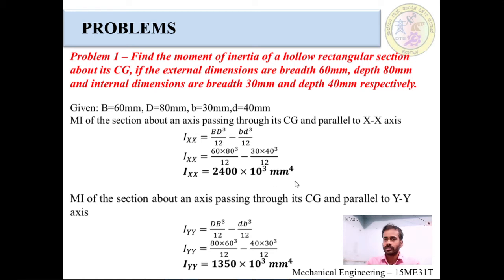So the unit of moment of inertia will be millimeter into millimeter cube. B is in terms of millimeter and D is in terms of millimeter cube. So millimeter into millimeter cube will be millimeter to the power 4. So mm to the power 4 will be the unit of the moment of inertia.